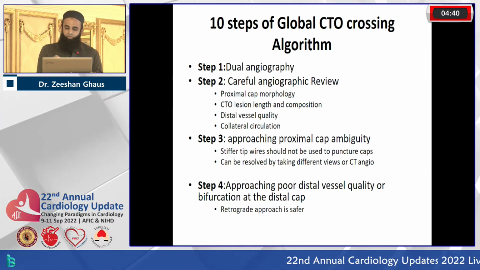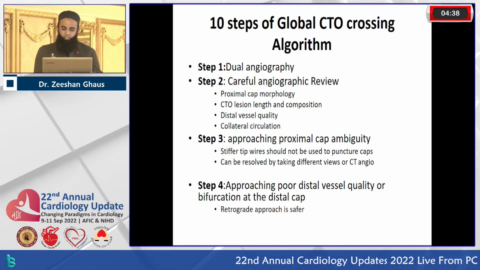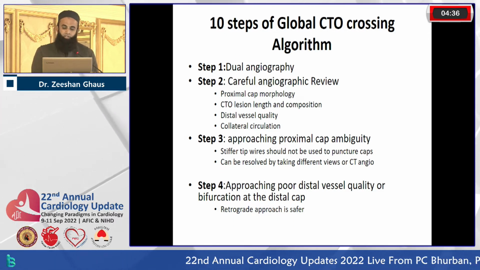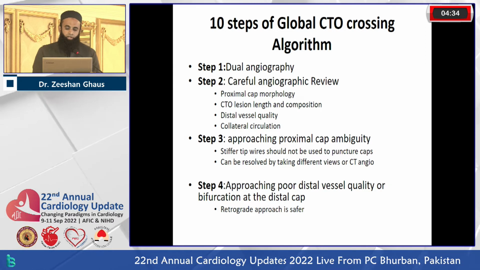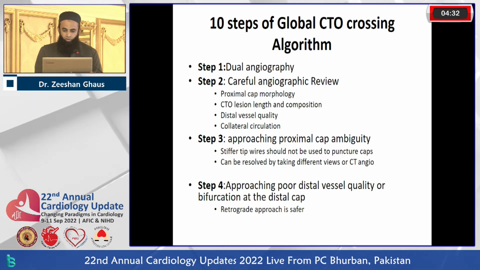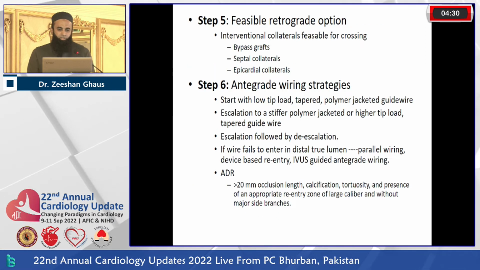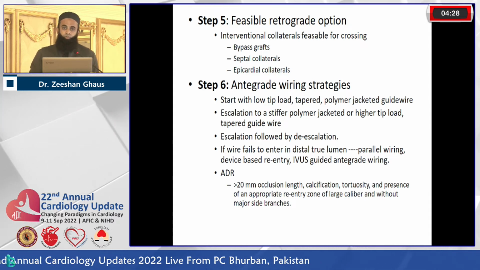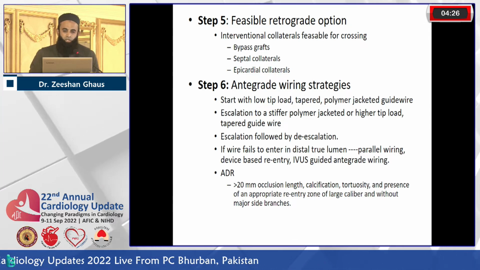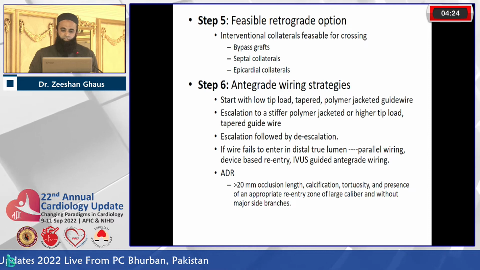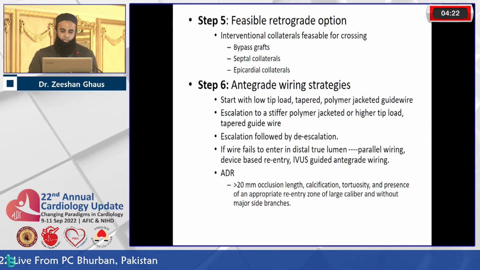If distal vessel quality is poor and there is a bifurcation at the distal cap, go for the retrograde approach. It's safer in these patients. And step 5 is a feasible retrograde option. We should look for whether it's feasible or not. We will look at whether interventional collaterals are feasible for crossing.